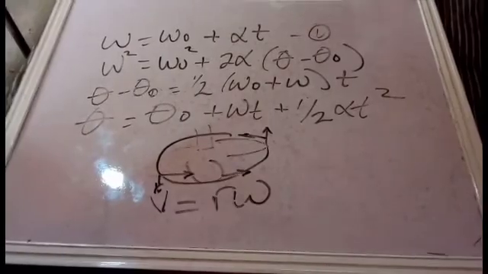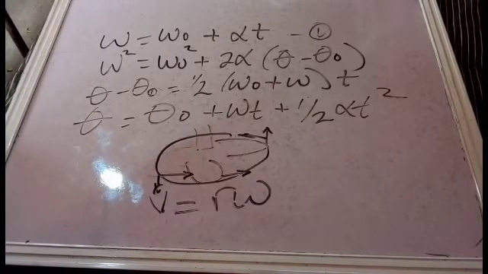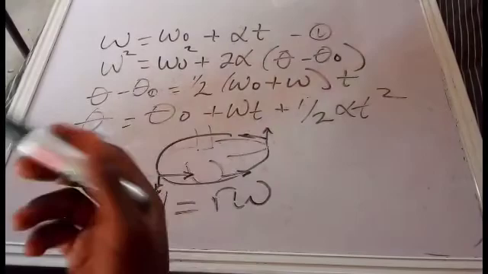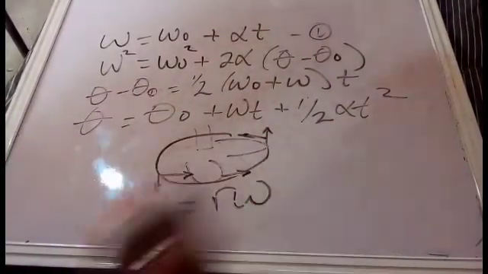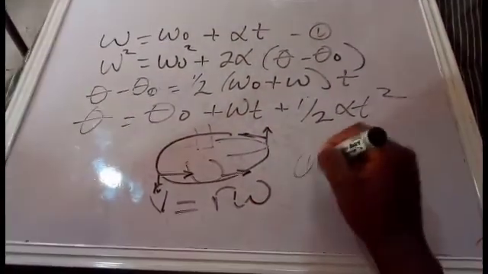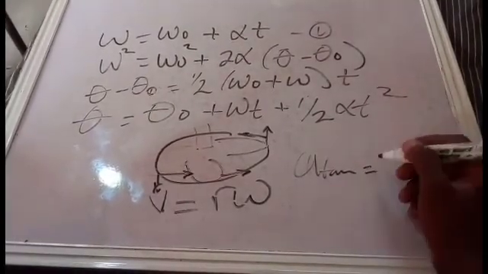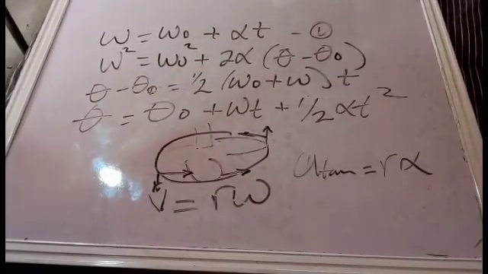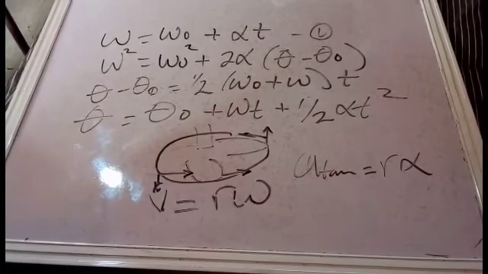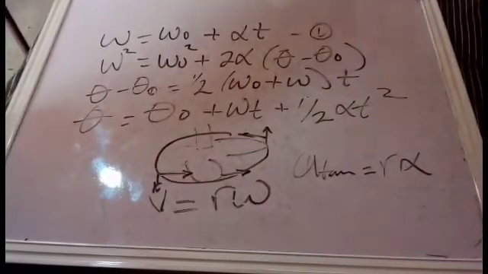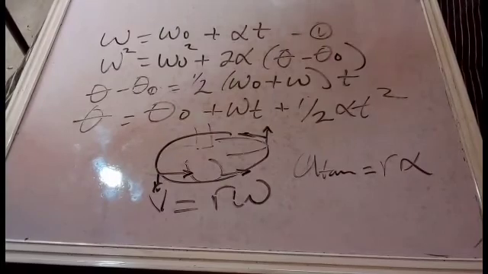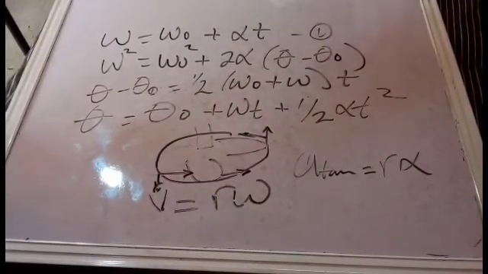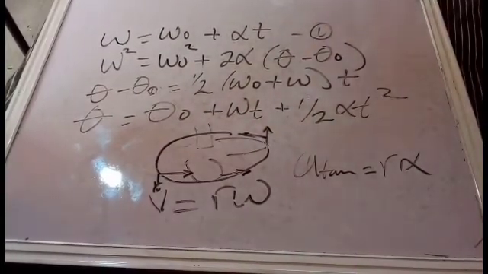But now, to get the tangential acceleration of a point on a rotating body, let us assume this point. We want to get the tangential acceleration. We say tangential acceleration, subscript tan, is equal to r alpha. In this video I'll be giving out formulas and equations to solve questions in respect to rotation of rigid bodies. So get your biro, your pen, your jotter, and get some formulas written down there.